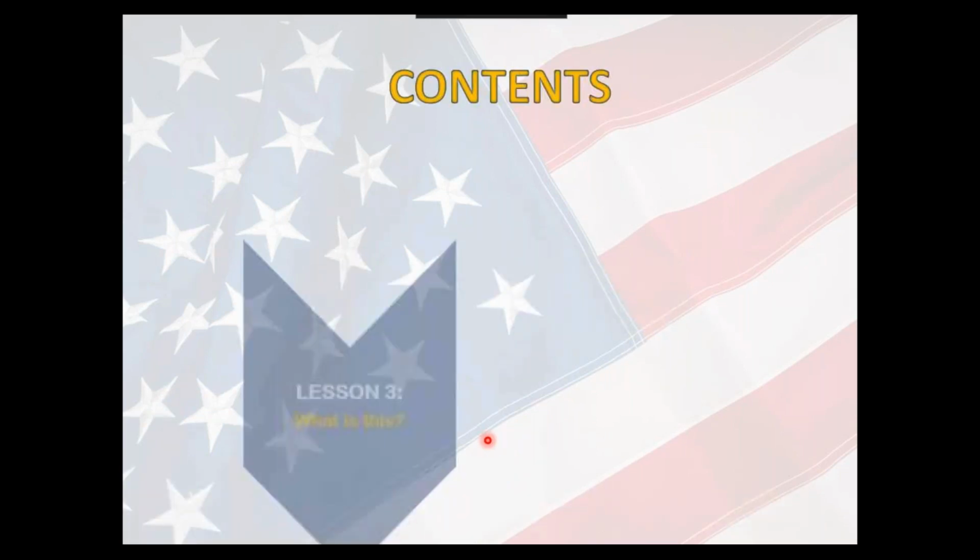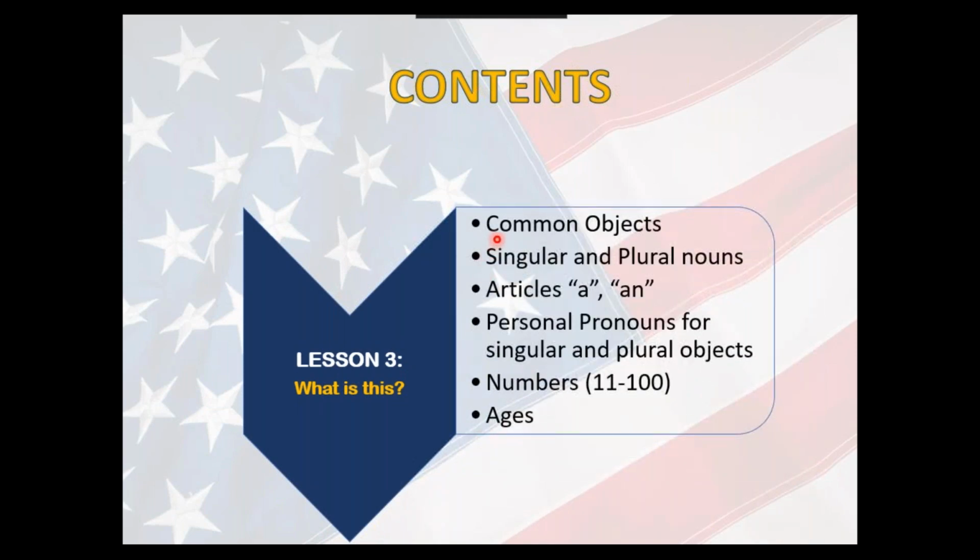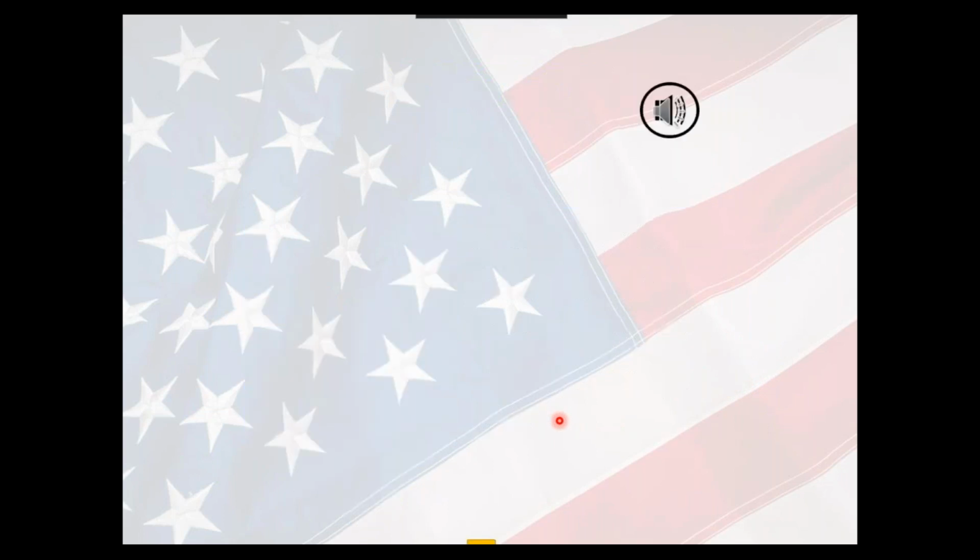The contents. In this Lesson 3, the question is, what is this? And the contents are common objects, singular and plural nouns, the articles a and an, the personal pronouns for singular and plural objects, the numbers from 11 to 100, and finally, ages. Let's start.